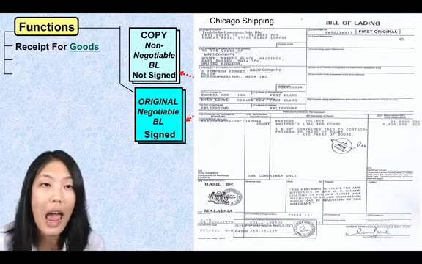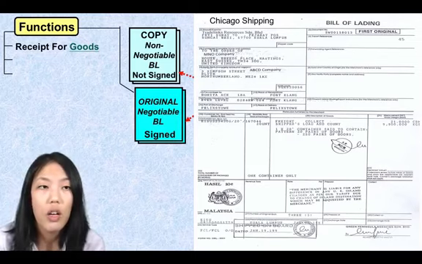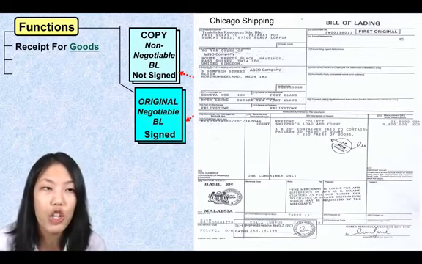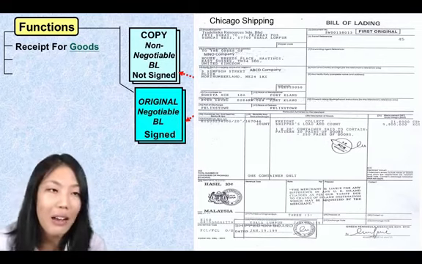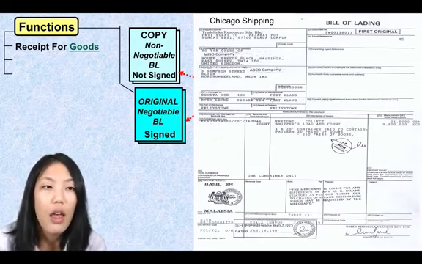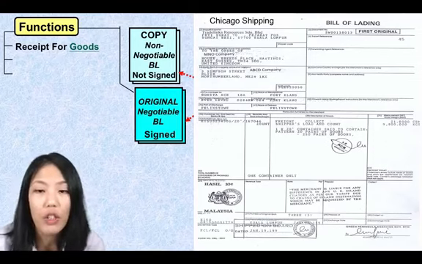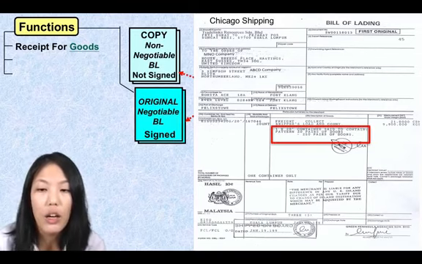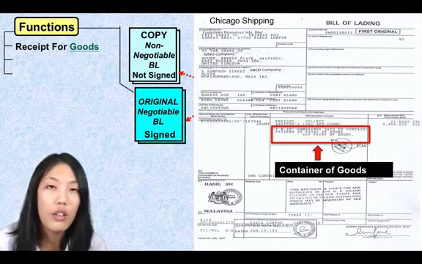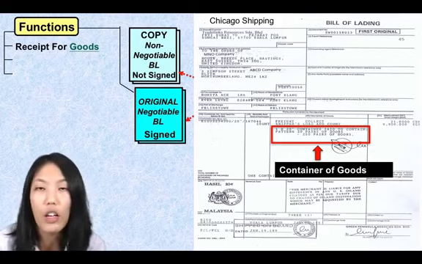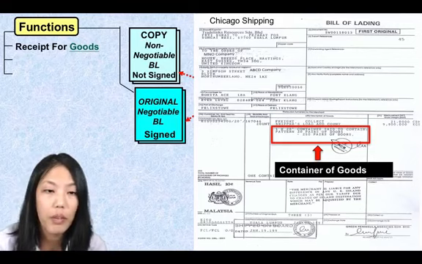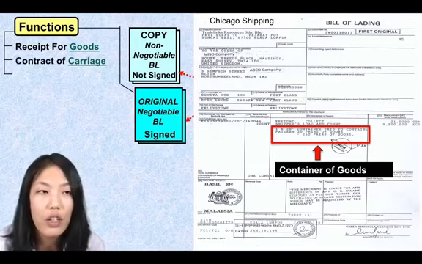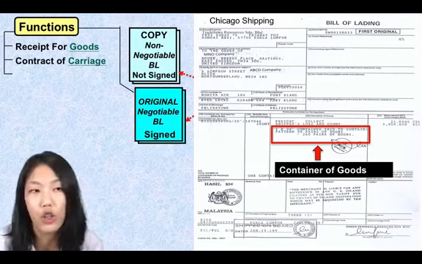The bill of lading acts as a receipt for goods. The seller has passed on valuable goods to the shipping agent. The bill of lading acts as a form of receipt that the shipping agent received the goods. As you can see in this document over here, this is the container of goods specified on the bill of lading. The second function is that the bill of lading is evidence of a contract of carriage.